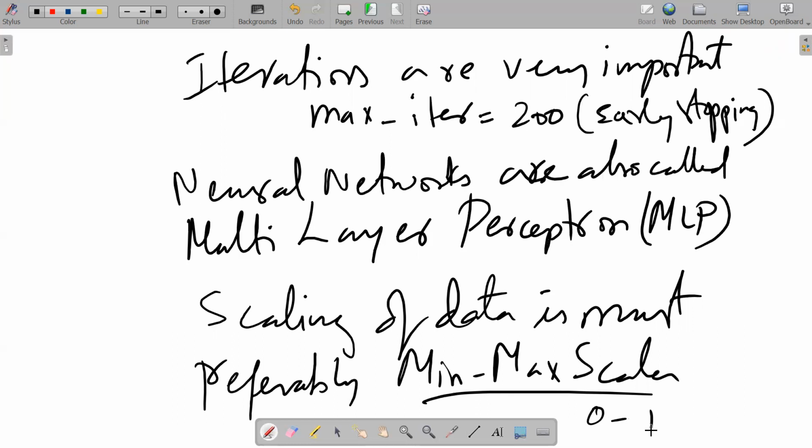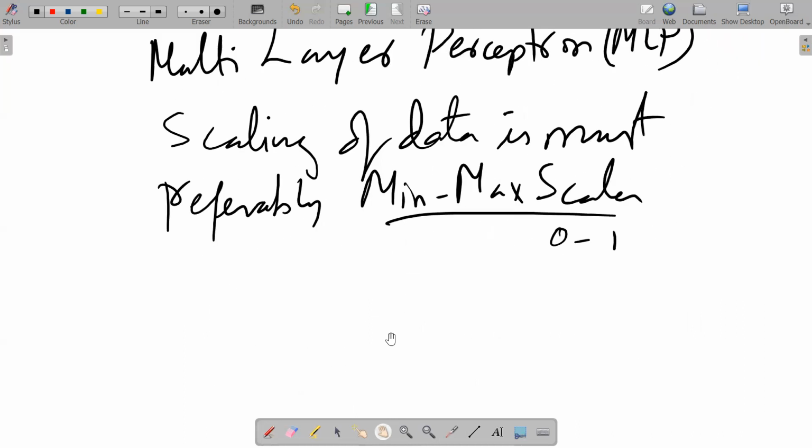Faster calculations. You must not use standard scaler. You must use min-max scaler, because min-max scaler will not generate negatives and zeros are given automatically. It will handle your vanishing gradient problem also very easily. So your vanishing gradient problem will also be avoided if you use min-max. Okay, so when you are looking at neural networks, this is a very important thing.